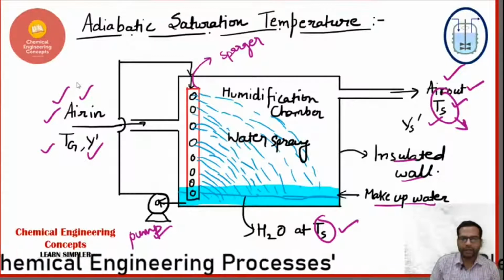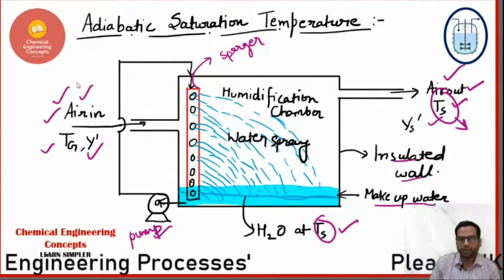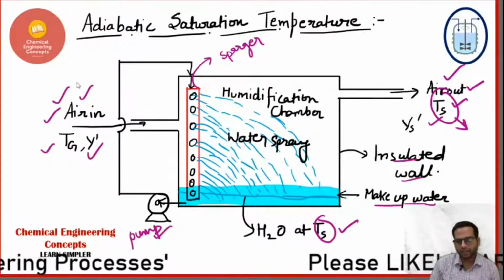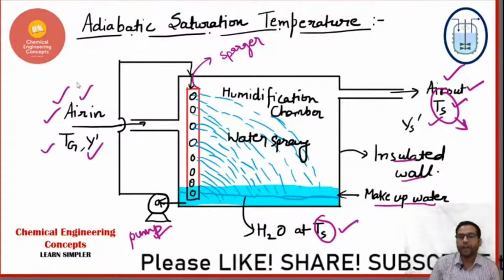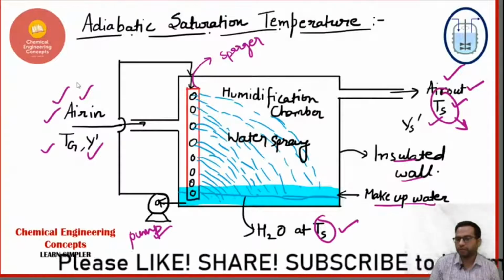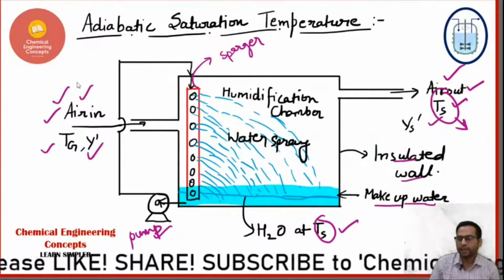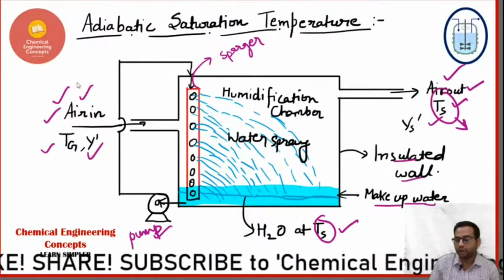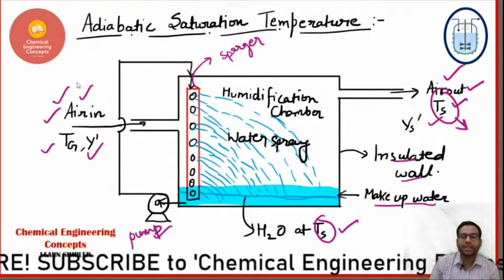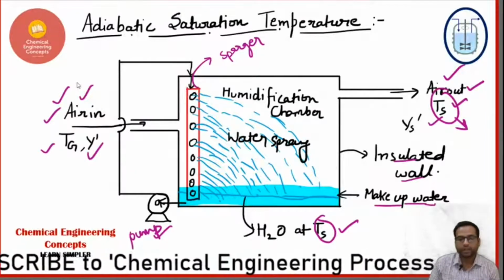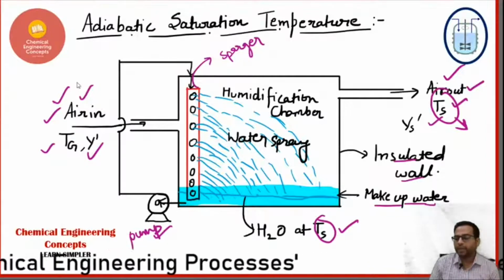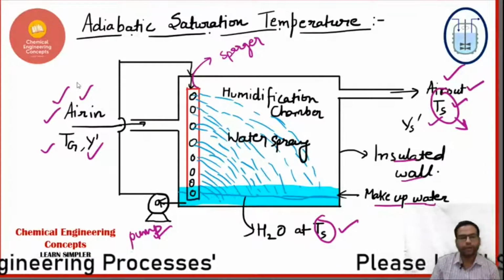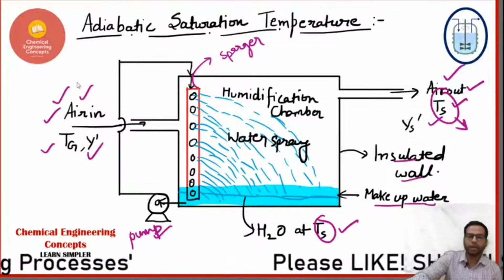The experiment is simple. We have water sprayed in the air. Air is coming in with some humidity, and when it goes out, it will have the saturated humidity, right? And the temperature at which it will go out is known as the adiabatic saturation temperature, right? I hope the experiment is clear to everyone.